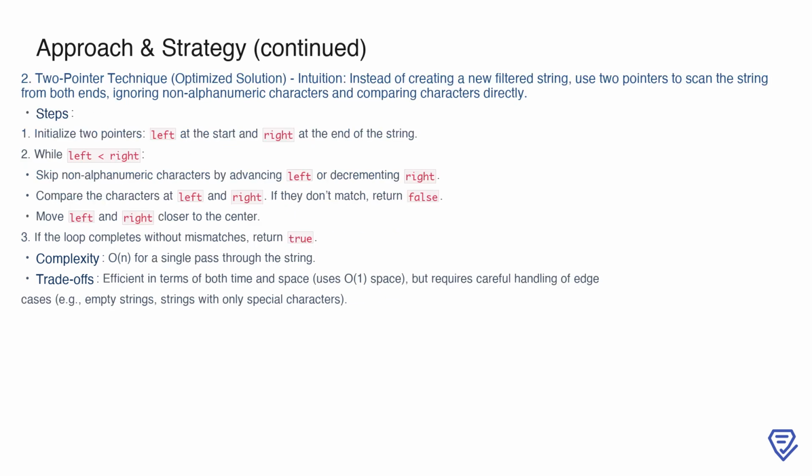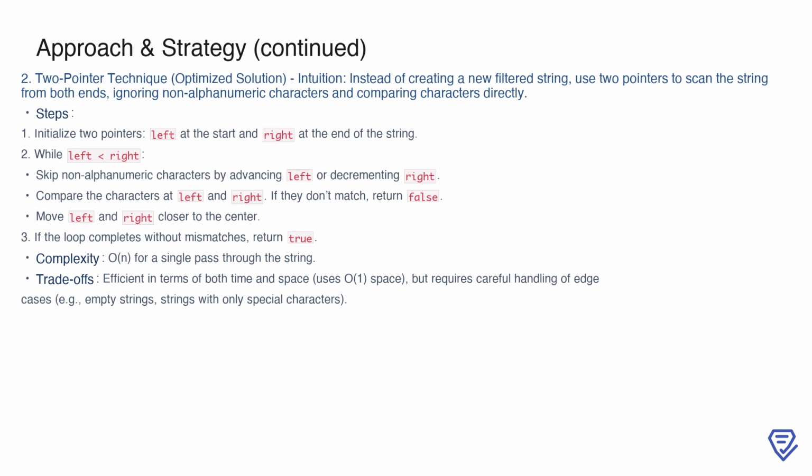A more efficient solution is the two-pointer technique. This approach avoids the need to create a new filtered string altogether. Instead, we use two pointers, one starting at the beginning of the string and the other at the end. These pointers move toward each other while skipping non-alphanumeric characters. At each step, we compare the characters they point to, ensuring they match. If a mismatch is found, we can immediately return false. Otherwise, we continue until the pointers meet or cross, indicating the string is a palindrome.